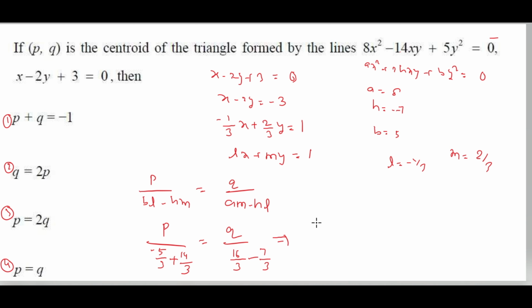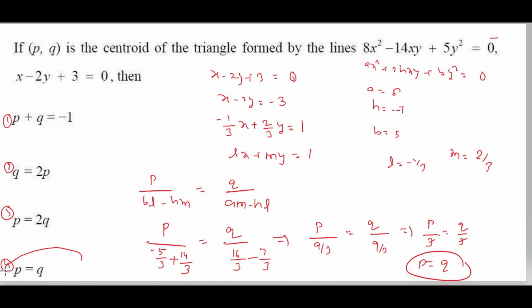From this, P by (14 minus 5), 9 by 3, and Q by (16 minus 7), 9 by 3. So 9 by 3 is 3, 9 by 3 is 3. From this P by 3 is equal to Q by 3, 3 cancelled, that is P is equal to Q. So here the fourth option is the correct answer.